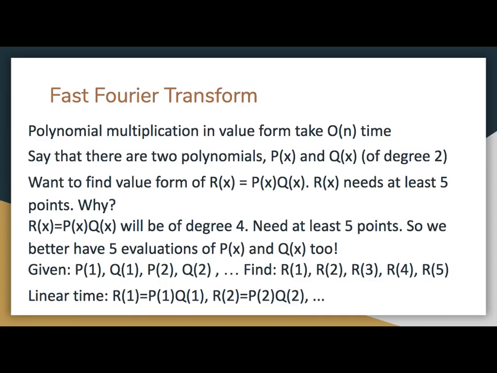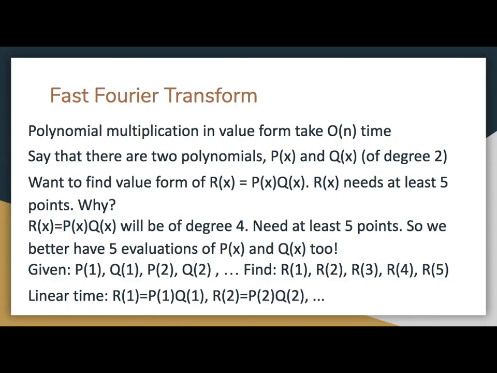So polynomial multiplication in value form takes n time. Why is that? Say we have two polynomials, p of x and q of x. They're both of degree 2. We want to find the value form of r of x, which is p of x times q of x. So r of x needs at least 5 points. We know this because a degree 2 polynomial multiplied by a degree 2 polynomial will give us a degree 4 polynomial. So we'll need 5 points.